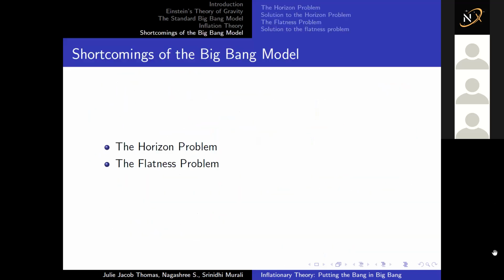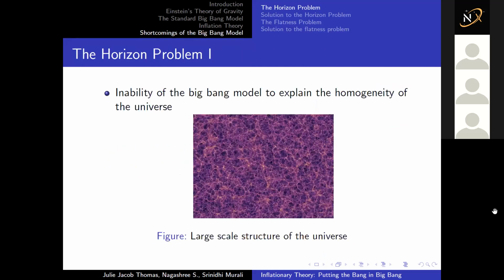All right, so the Big Bang model had two major problems. Those were the horizon problem and the flatness problem. I'll be explaining the horizon problem and how inflation theory solves it. In a nutshell, the horizon problem is the inability of the Big Bang model to explain the extreme uniformity or homogeneity that we see in the universe.